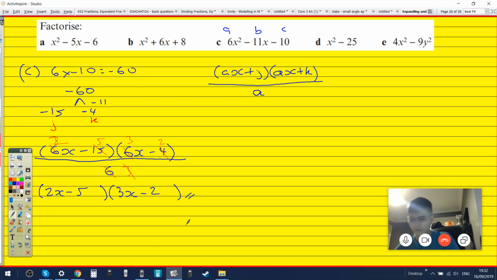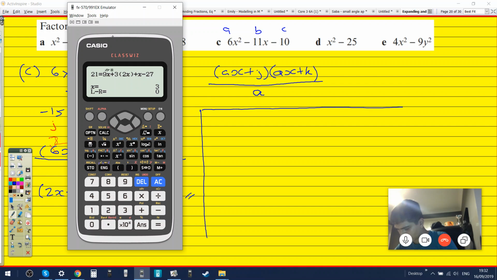Yeah. And so that's one way of doing that. The other way, I think you know about splitting the middle. And there's a third way with the calculator.